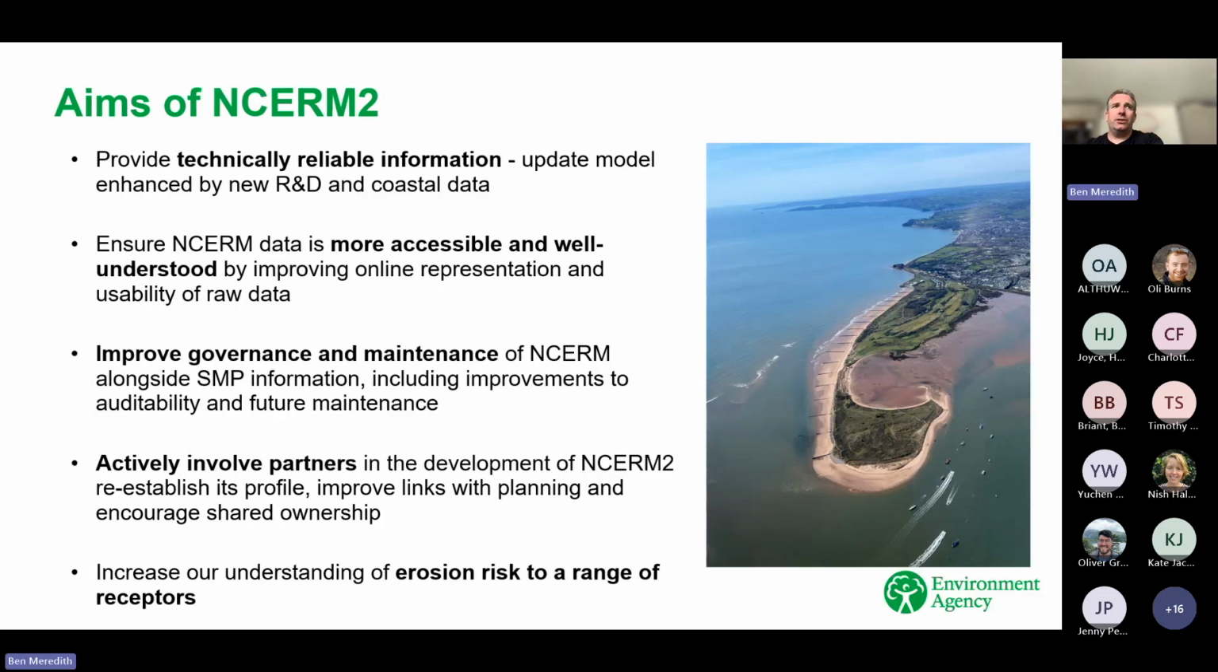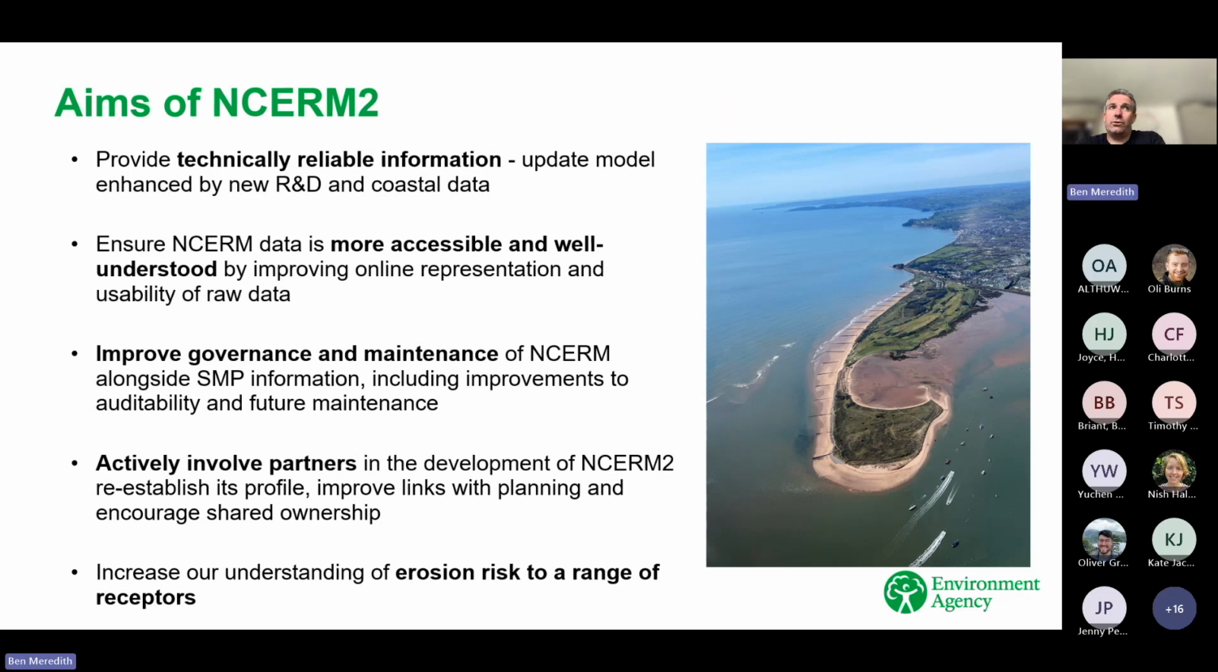So in 2020, the Environment Agency committed to updating the NSERM as a part of the National Flood and Coastal Erosion Risk Management Strategy for England. The project was funded and managed by the Environment Agency, but the NSERM product is dependent upon local authorities on the coast providing local information and also verifying the data as well.